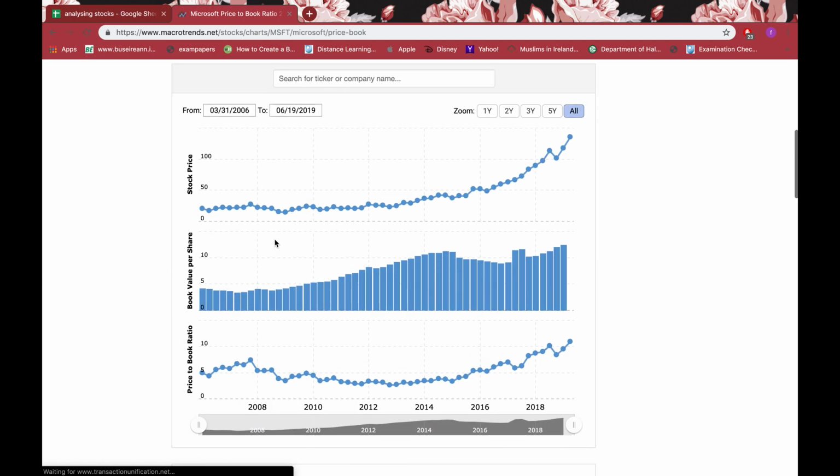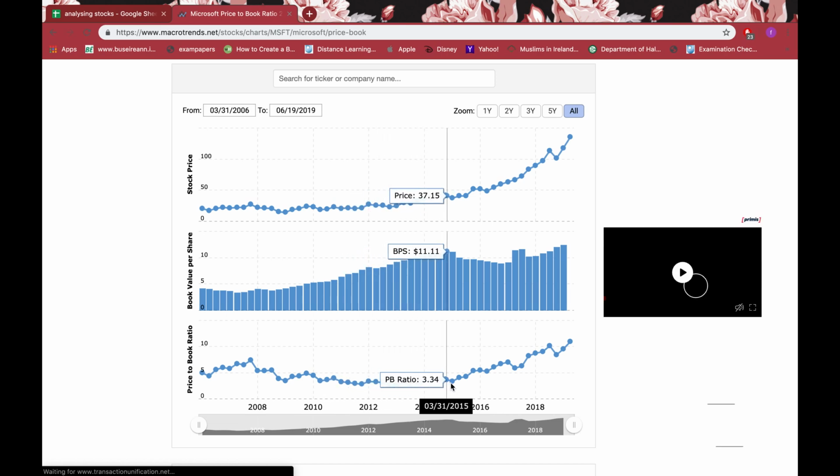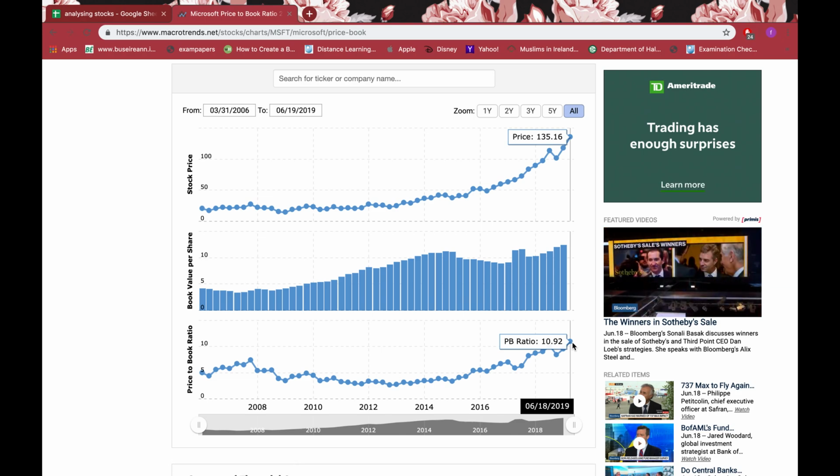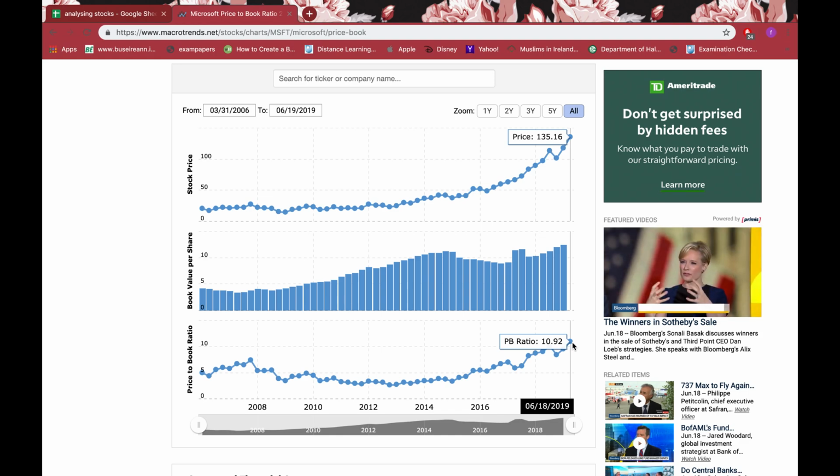If you look at Microsoft, for example, you can see all the stocks you want. For Microsoft, it was nearly 3.89 in 2009. Then it stayed constantly the same, and now it's 10.92 times more than it actually should be, which is not very good. So it means the price of the stock is 10 or 11 times what it should be. It means it's very expensive to buy right now.